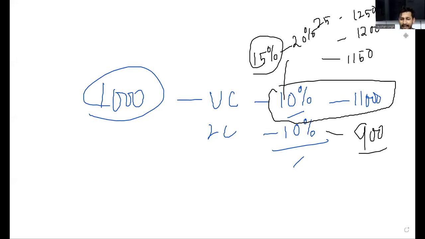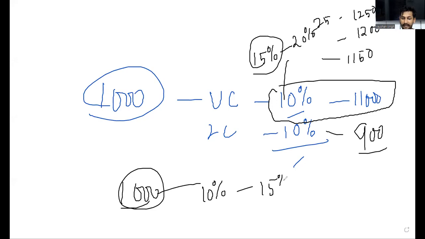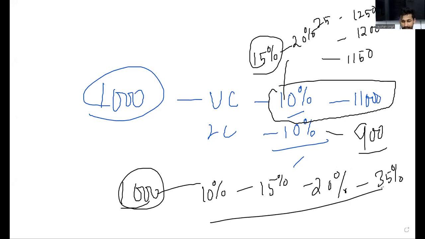Generally, very rarely will you see a stock price from 1,000 cross 10%, then 15, as well as 20. Max to max, I have seen that the majority of stocks go up to 20%. But at times of events or any kind of news, it goes up to 35% as well.